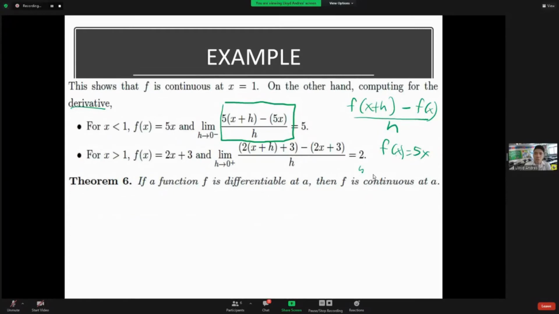Pulihan nato ang x og x plus h. So, mao na nahimo kung pangitaon nimo si f of x plus h, mahimo na siya 5 times x plus h. So, morning na ang 5 times x plus h diha. Okay. And then, minus f of x. So, ang f of x na to is 5x. Morning na diha. Okay. And divided by h.